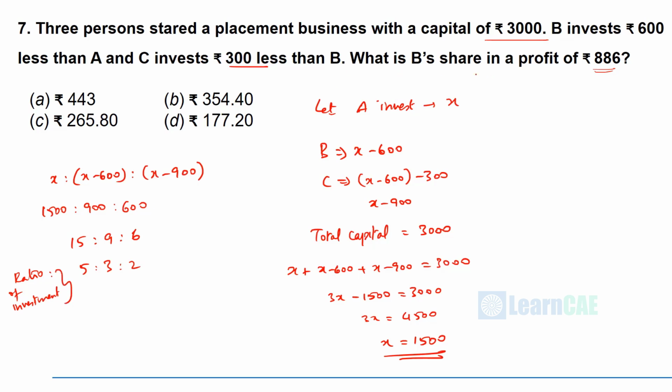They are asking what is B's share in a profit of 886. So profit P is equal to 886. B's share will be equal to 3 by (5 plus 3 plus 2), that is 10, into profit, which is equal to 3 by 10 into 886. So we shall calculate this. 6 3s are 18, 8 3s are 24, 25, 8 3s are 24, 25, 26. We have to divide by 10. So the answer will be 265.8. Answer is 265.8, C.